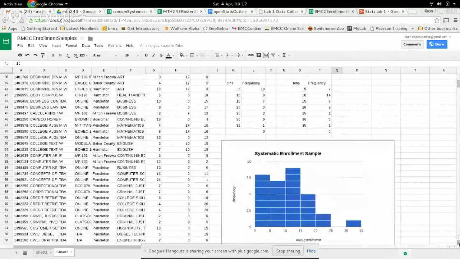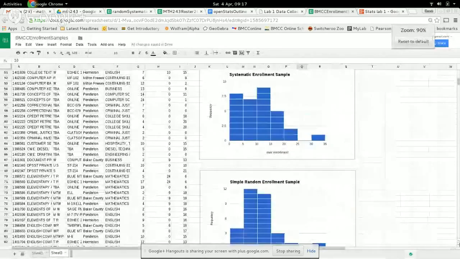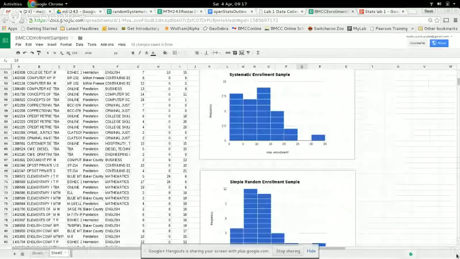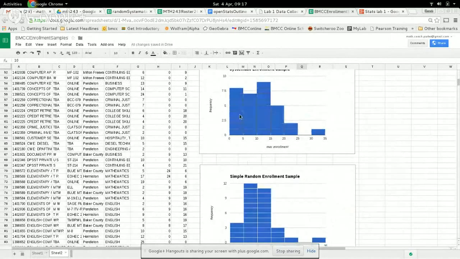And if we look at their histograms, systematic random sample above, and the simple random sample below, here we can see that they are a little bit different, but still kind of similar. There are a few classes out in the 30s. Most of the classes are bulked up in the small class sizes. The simple random sample shows that there were more classes between 5 and 15 students than there were in any other category.